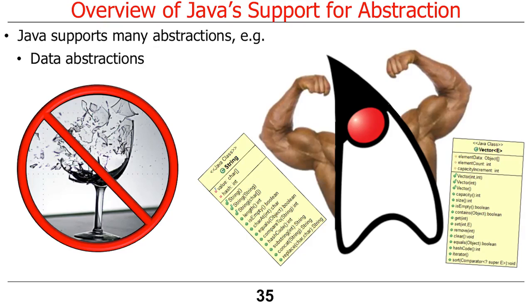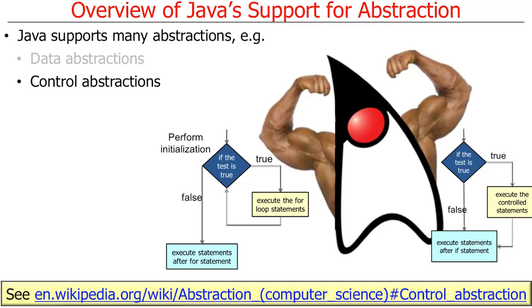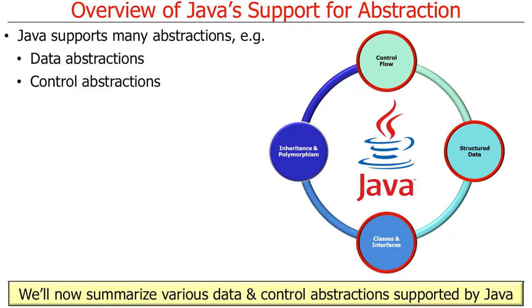Java also supports a number of control abstractions, such as if statements and for loops, which determine the order in which individual statements or method calls are evaluated or run. We'll now summarize various examples of data and control abstractions supported by Java.